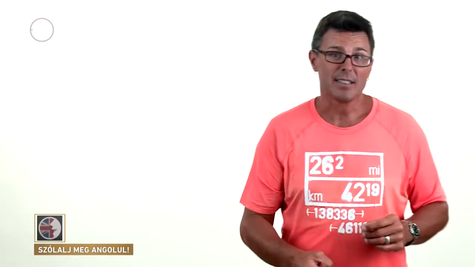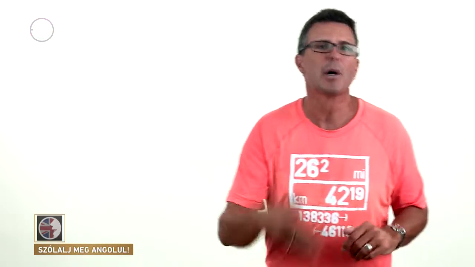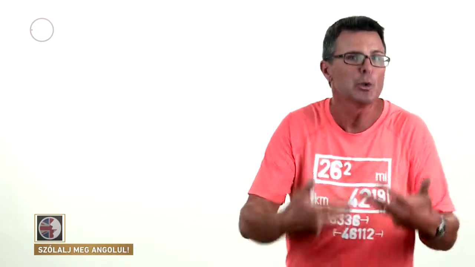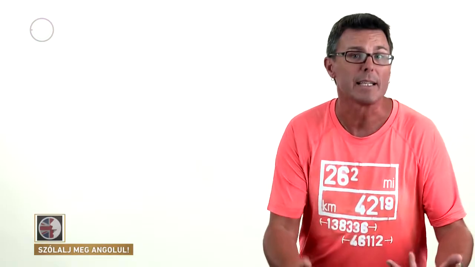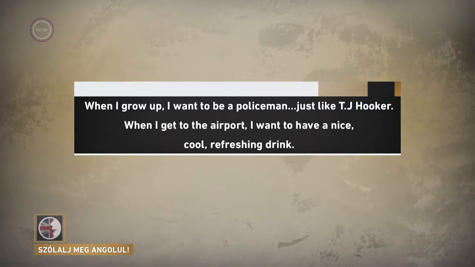Next, we have to deal with the fact that there's another verb in the sentence. We often see this, especially after verbs like the verb to want. We often follow the verb want with another verb in the to infinitive form. This shows us what we want or what we would like. When I grow up, I want to be a policeman, just like TJ Hooker. When I get to the airport, I want to have a nice, cool, refreshing drink.